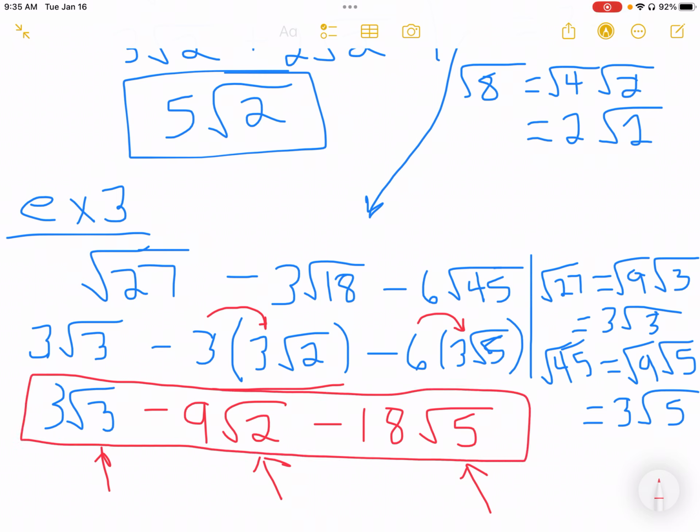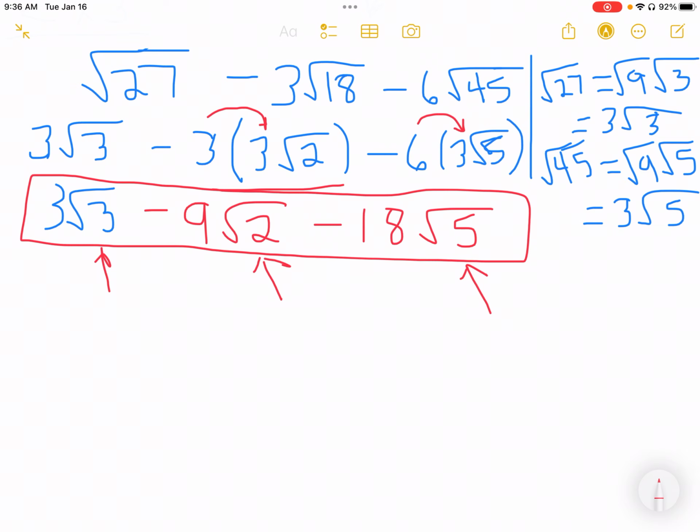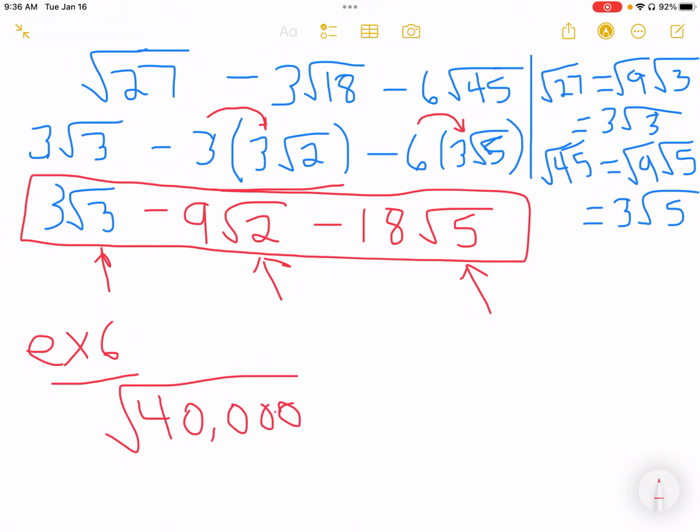Okay, now let's think about example 6. So example 6 has this really large number, right? It has 40 million. Okay, so I have 40, and then I have 3 zeros here, and then I have 3 more zeros, right? So that's 40 million. If I want to simplify here, right, then I'd like to just say this, right?